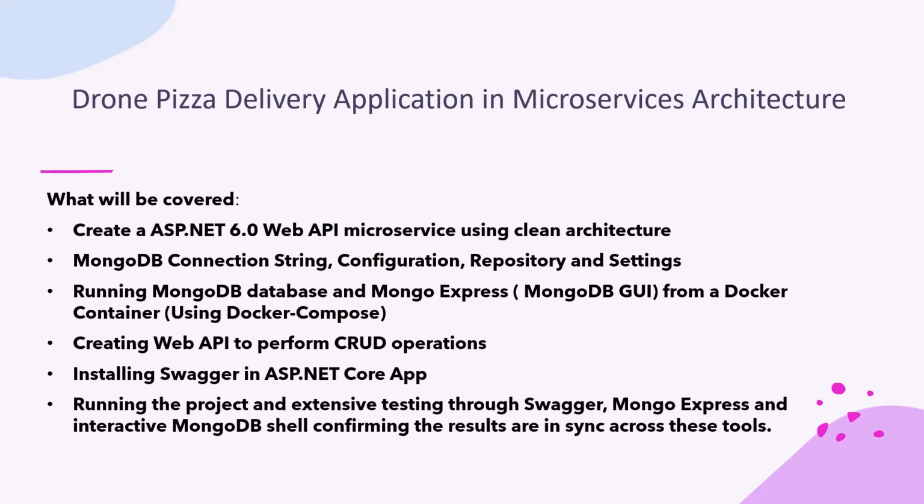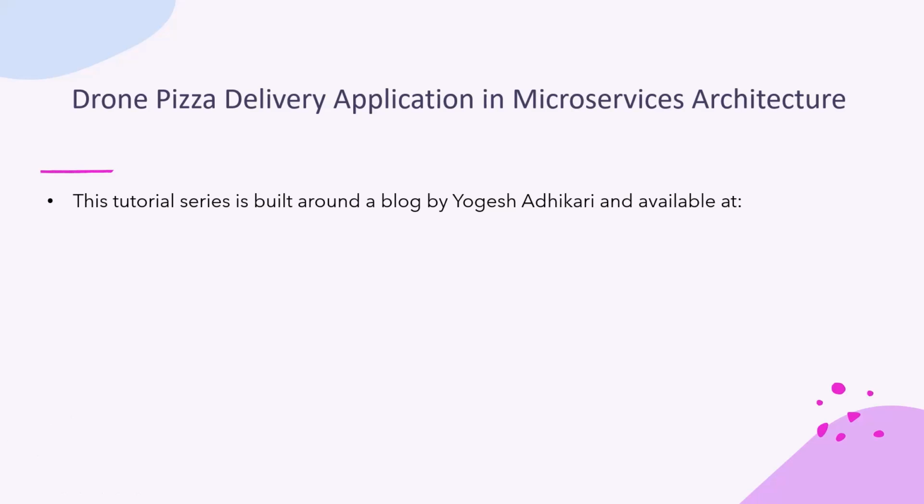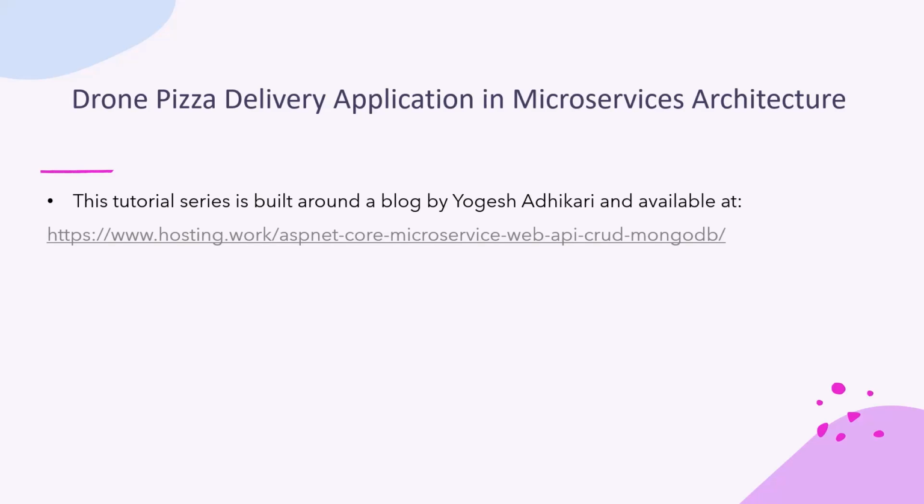This is a drone pizza delivery application in microservices architecture, and this tutorial series is built around a blog by Yogesh Adhikari, available at this URL. In this series, we'll be building a complete drone pizza delivery application with a total of 2 microservices. The first one will be the command center microservice, which will take the pizza order. The second will be the process center, which will manage the delivery of pizzas through drones.